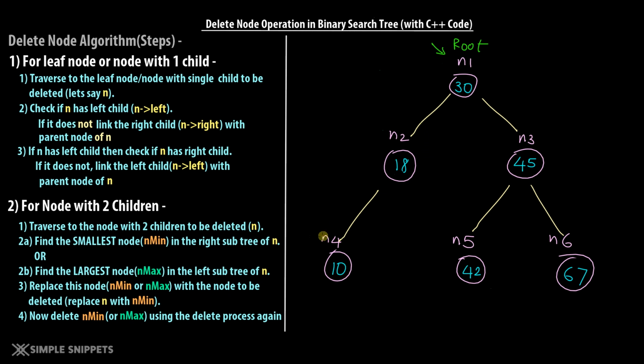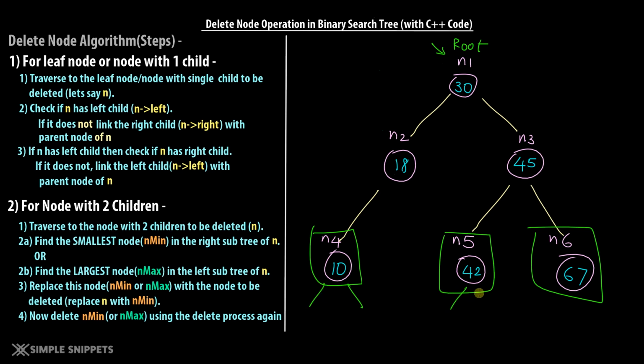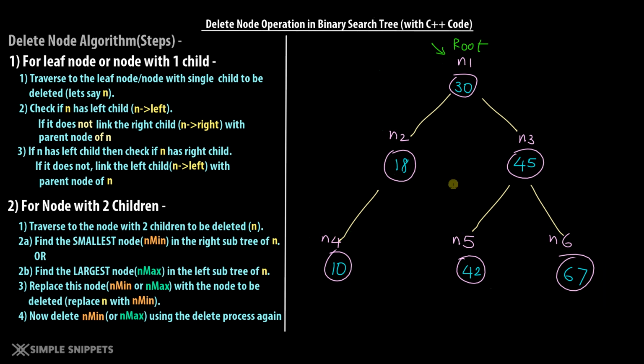So for example, you can see that N4, N5 and N6 are the leaf nodes, which means that they do not have any further children. They don't have any children at all, right? So deleting them is gonna be pretty straightforward. Similarly, a node with a single child like N2 can also be deleted with less complexity compared to a node which has two children. For example, you can say N1 and N3 have two children, right? N3 has N5 and N6 and N1 has N2 and N3. So deleting the node with two children has a different procedure, and that's where a little bit of complexity is added.